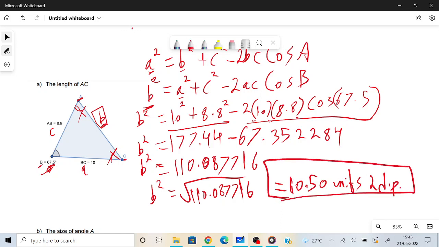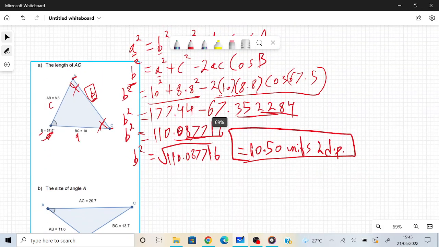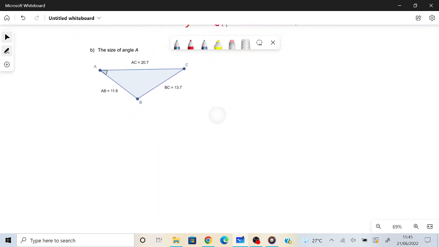Again, please note that 67.352284 and then all of this, I'm just doing this to improve the accuracy, because the more decimal places you use during the process, the better it is and improves the accuracy of your final answer. So moving on to the next example.